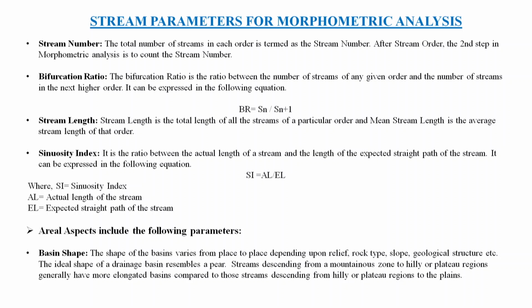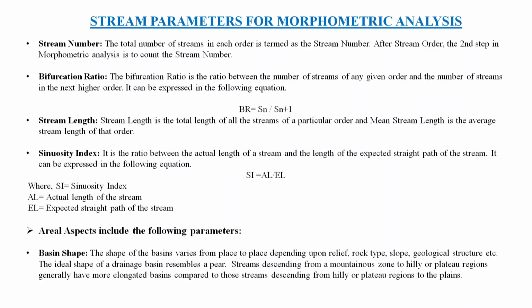So, based on that, you can have an idea of how sinuous your river is, and based on this parameter, later on we will see, there is a grouping of different types of rivers like braided rivers and meandering rivers. Meandering rivers have a very high sinuosity index because the expected straight path of the stream is relatively less in comparison to the actual length of the stream, because of the highly sinuous nature of that particular stream. So, that is why the sinuosity index will increase.